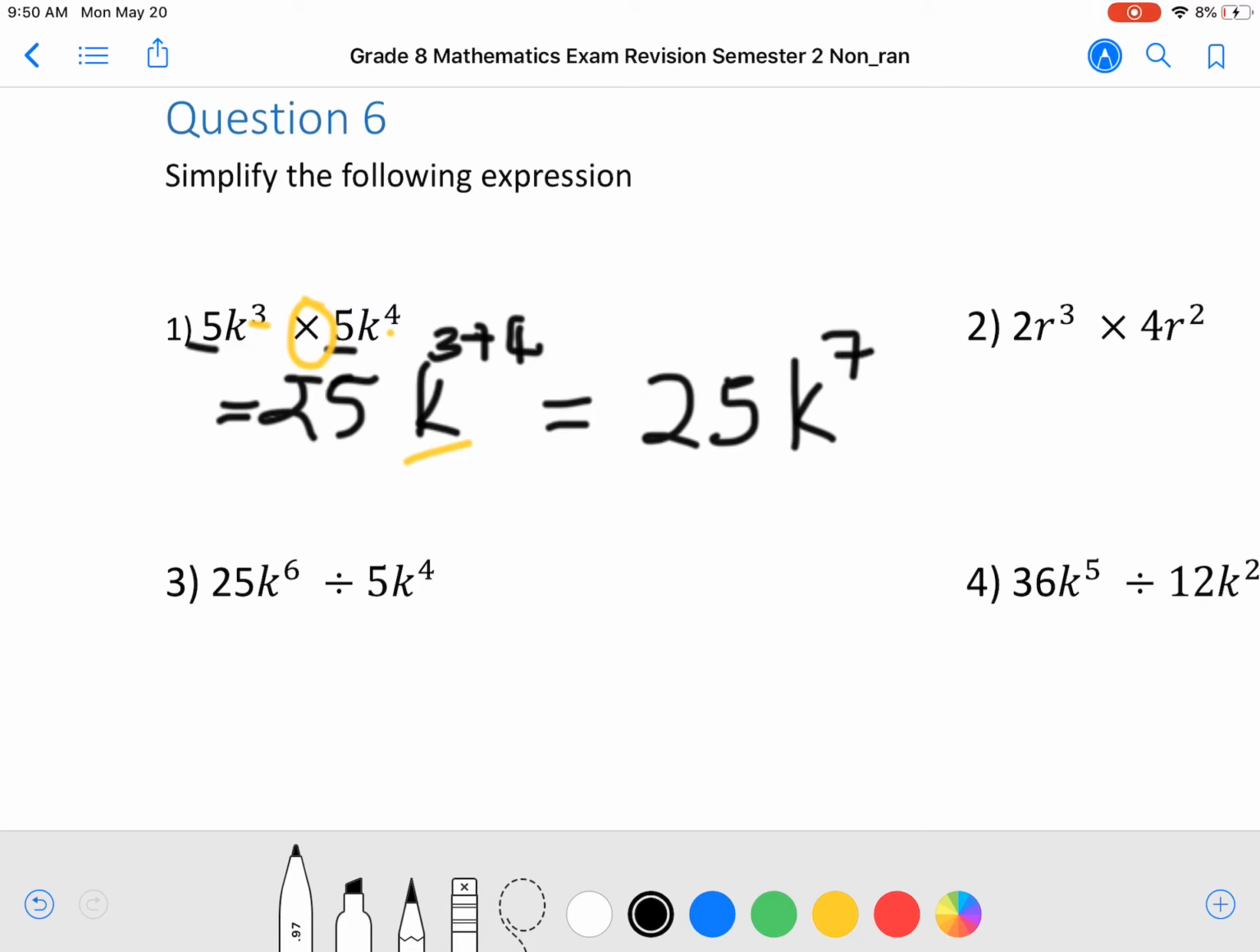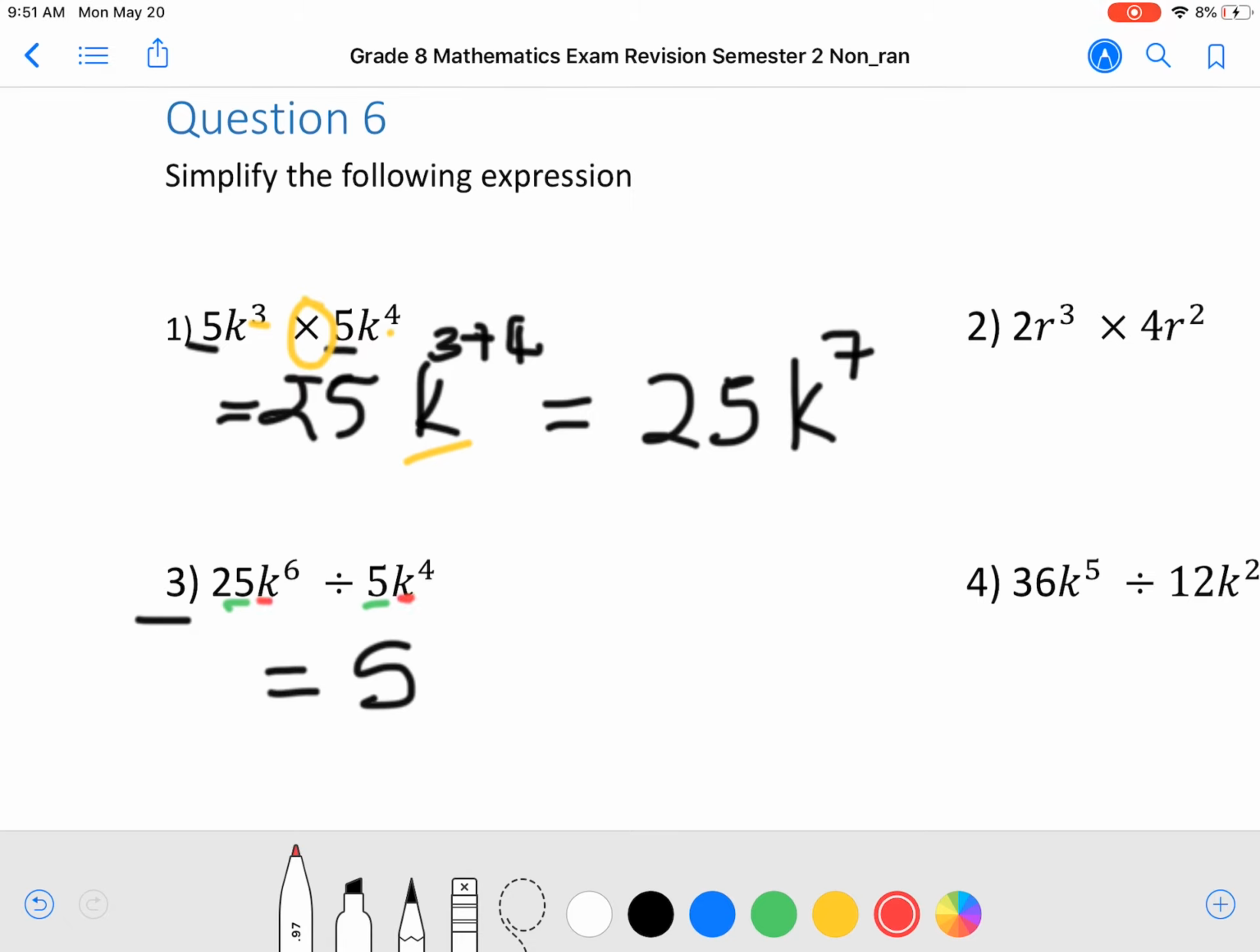Now it's a little bit different when we divide. So I'm moving on to number 3 now. We have 25 divided by 5. 25 divided by 5 is just 5. So we first look at the numbers part, or the coefficient. Now we look at k.